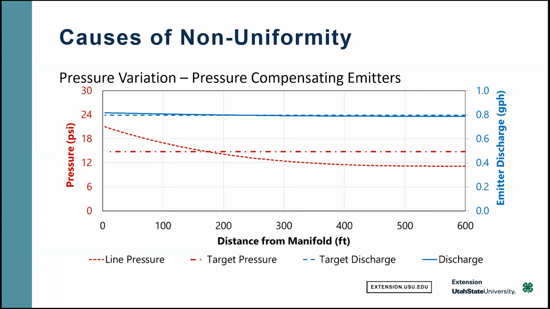Here's what pressure compensating emitters can do for you. Here now I've got a long run, 600 feet, probably longer than we would typically see in a small farm condition. But by using pressure compensating emitters, which Chital also talked about, over a large range of pressures, we can get a relatively uniform application. We look at the blue lines at top compared to the pressure variation in red. That's where the pressure compensating emitters come in.